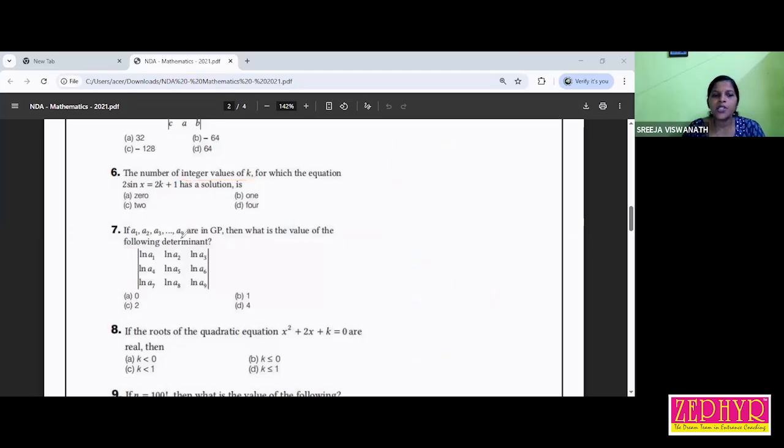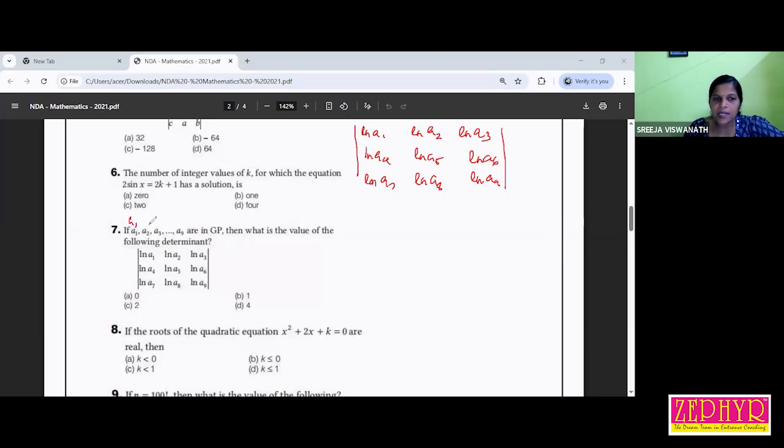If A1, A2, A3, etc., A9 are in GP, then what is the value of the following determinant? Determinant: log A1, log A2, log A3, log A4, log A5, log A6, log A7, log A8, log A9. We need the value. Given that A1, A2, A3, etc., A9 are in GP.